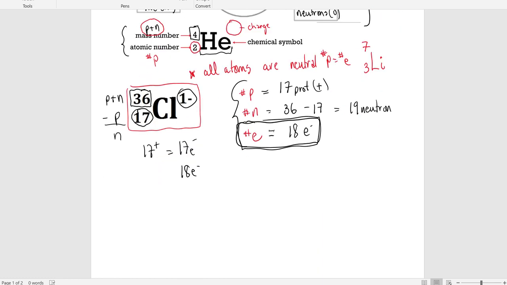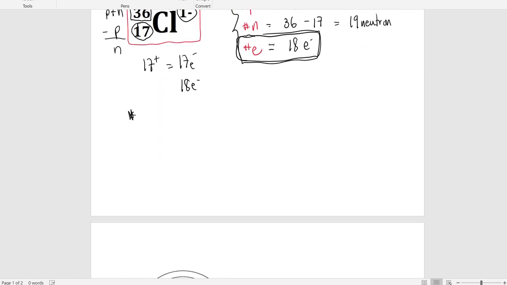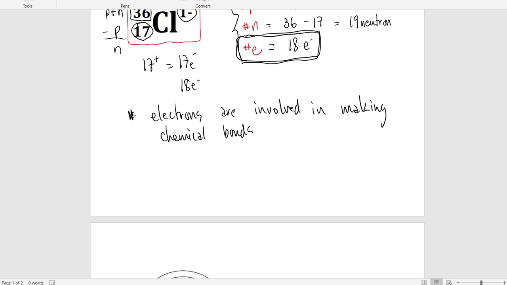Remember we talked about last day that the electrons are involved in making bonds, in making chemical bonds. And so by organizing the picture of an atom with the electrons, we can see how different atoms will come together and make bonds with each other.